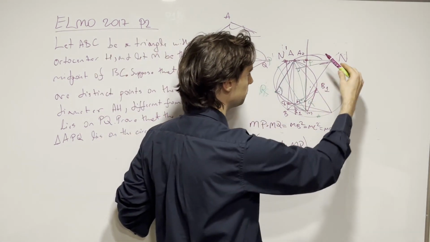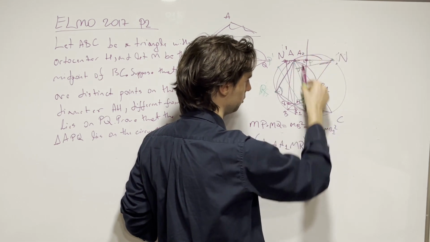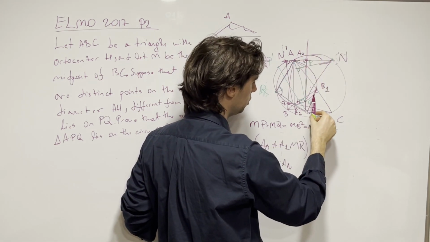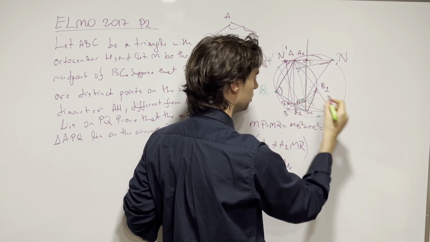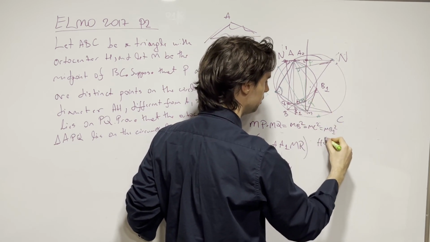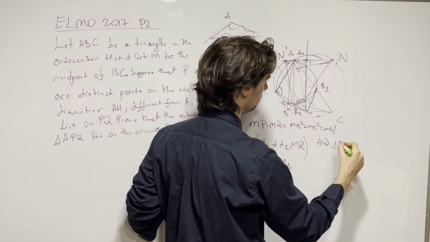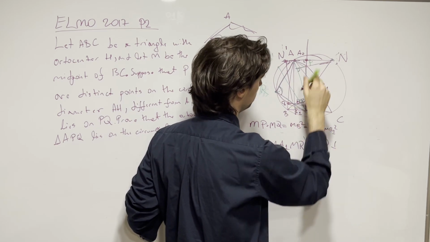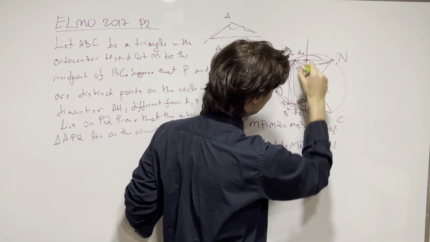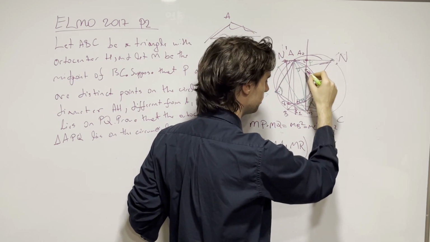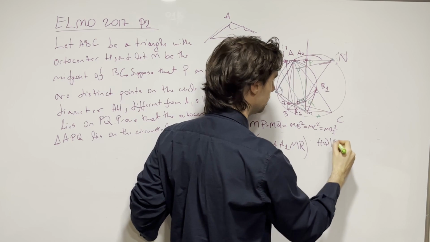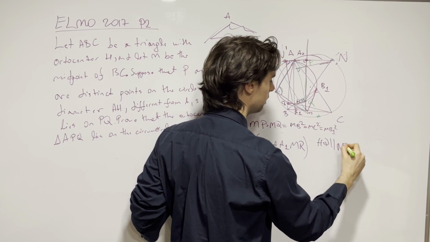Okay, well I have NP is perpendicular to AQ, but AQ is also perpendicular to HQ. So I would have HQ perpendicular to AQ, and NP perpendicular, so I'd have HQ is parallel to NP.